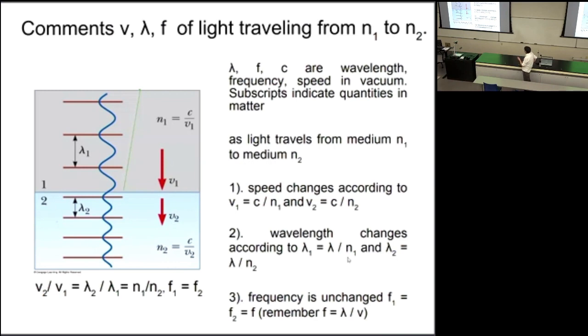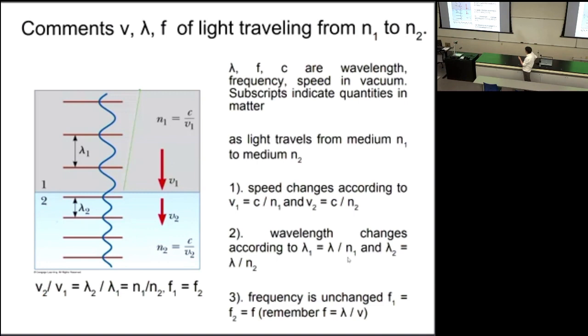What does that refractive index determine? Well, I'm going to show you how that refractive index affects the wavelength of the light. I'm going to talk about how it might affect the frequency of the light and how it might affect the speed of the light. So lambda, F, and C are the wavelength, frequency, and speed of light.